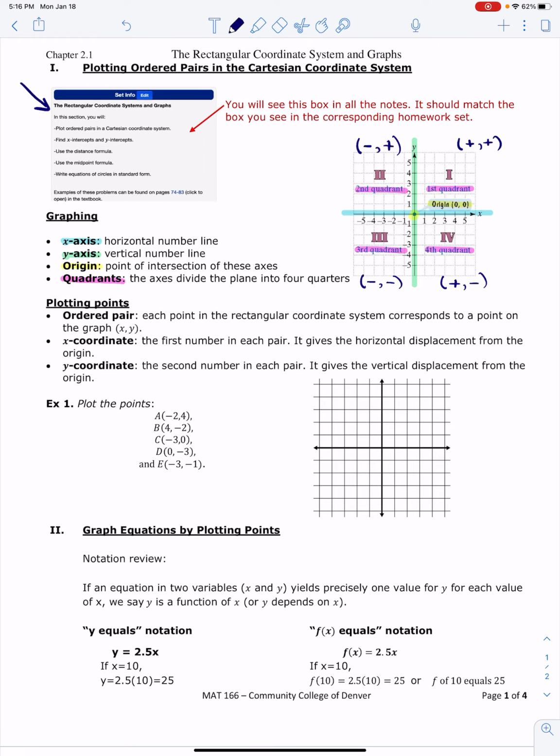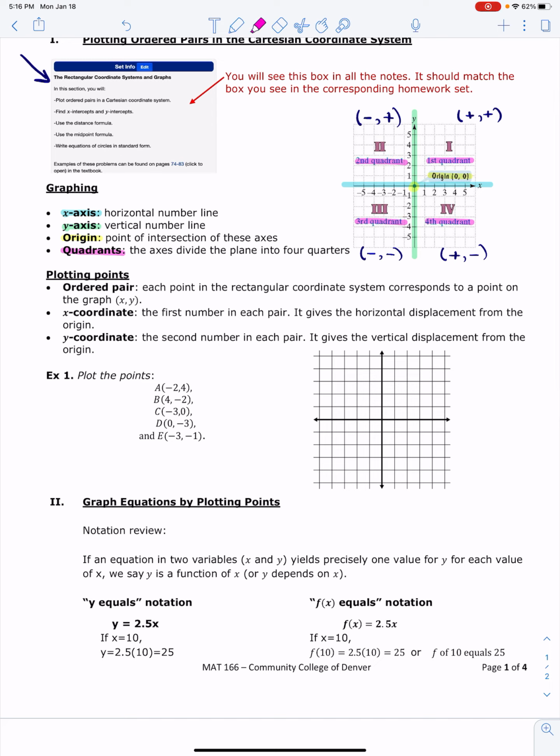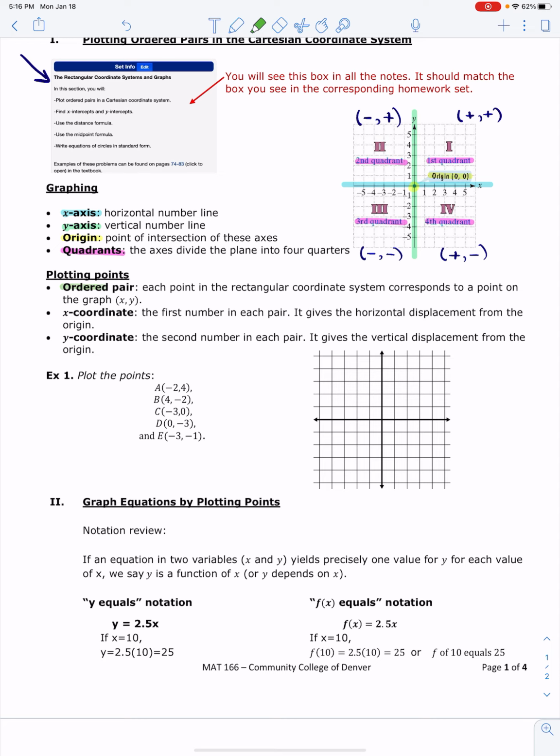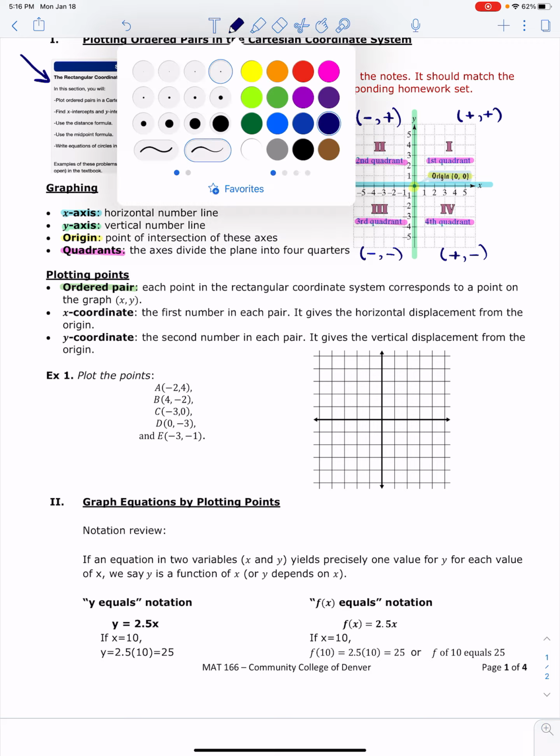Okay. Down here, every time we plot a point, it is called an ordered pair. That's because the order matters. We've got a pair of numbers wrapped in those parentheses. The order matters. That first coordinate, the x-coordinate, always tells us our horizontal displacement, how much we're going to the left and to the right. That second coordinate, our y-coordinate, is our vertical displacement, how much we go up and down.